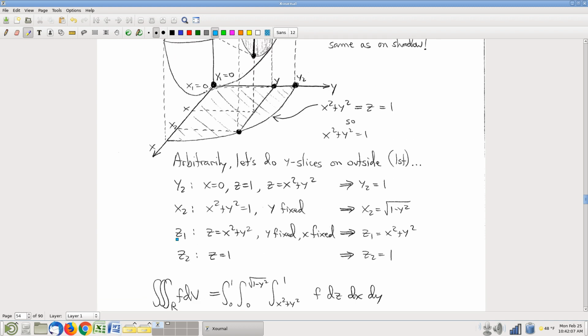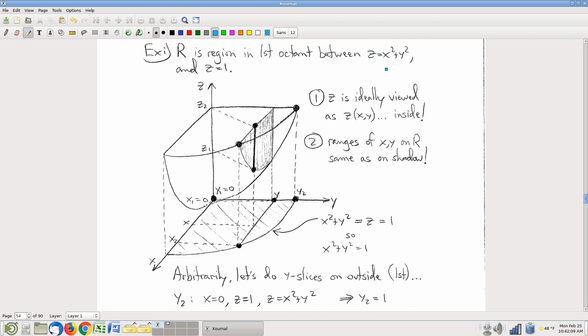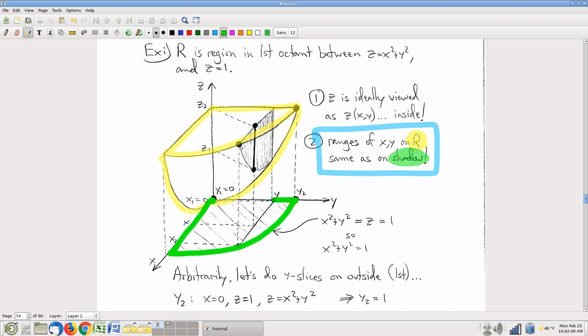Let me show you a different way that you can approach this question. And I think this is a really nice point of view. In some situations, this being one of them, your life becomes a lot easier with the following point of view, and that is to make the observation that the ranges of values of x and y on R, there's R, right? Look at the different values of x and y on that region. I claim exactly the same as on the shadow of R down here.